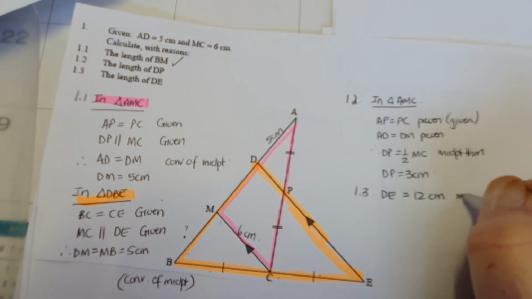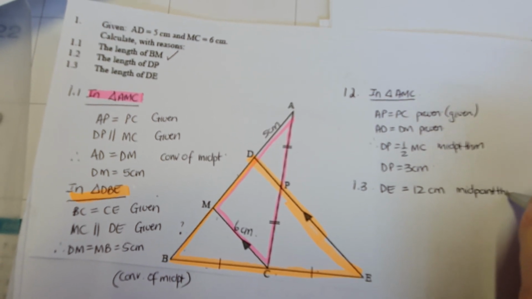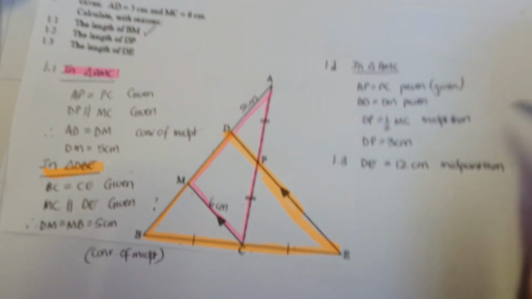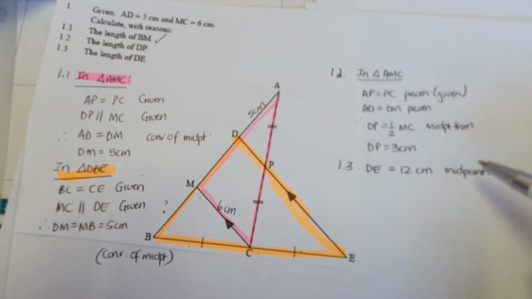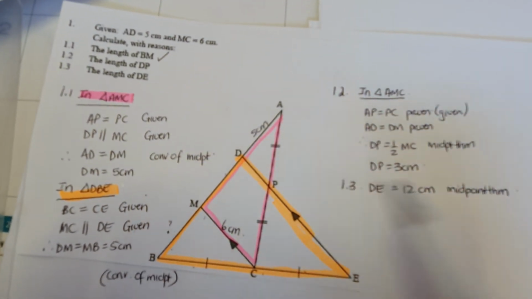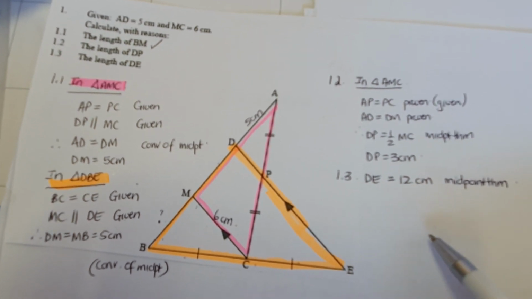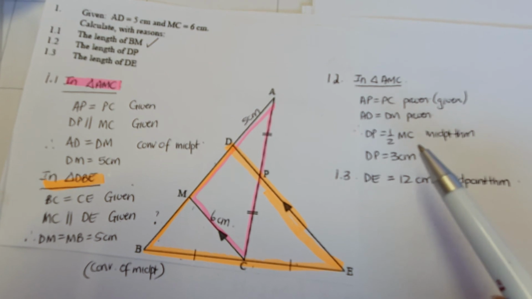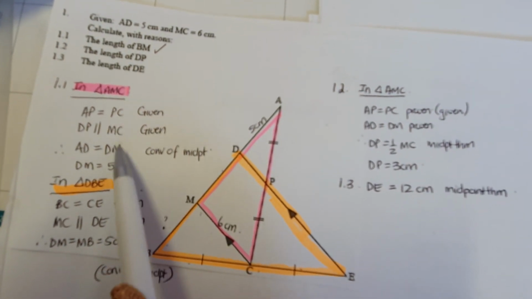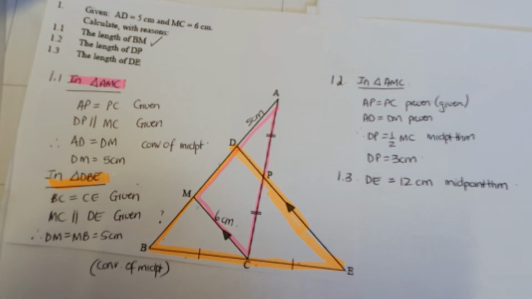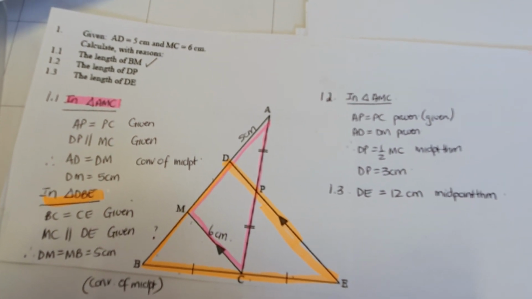And you can either use converse or midpoint theorem. We don't have to write all of that again. We can't write it every single time for every single part. Once you've said it once, you can just say DE equals 12 centimeters, midpoint theorem. But if it's the first time you are stating a concept, like in 1.1, then you have to tell me all the reasons why DM was 5 centimeters. This is the start of midpoint theorem.